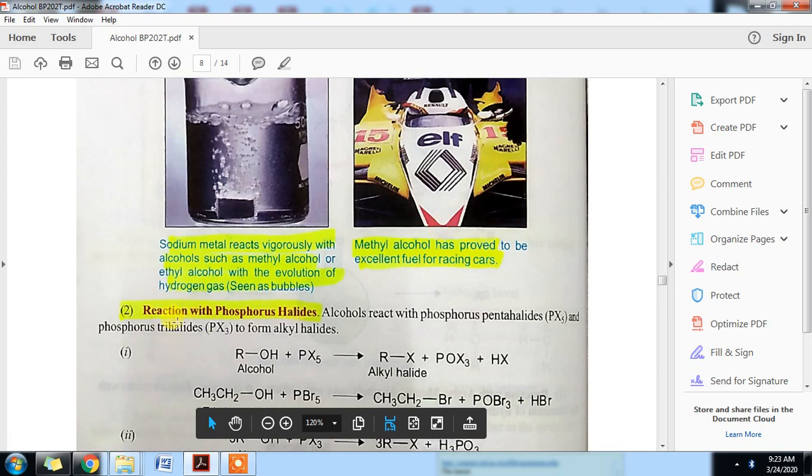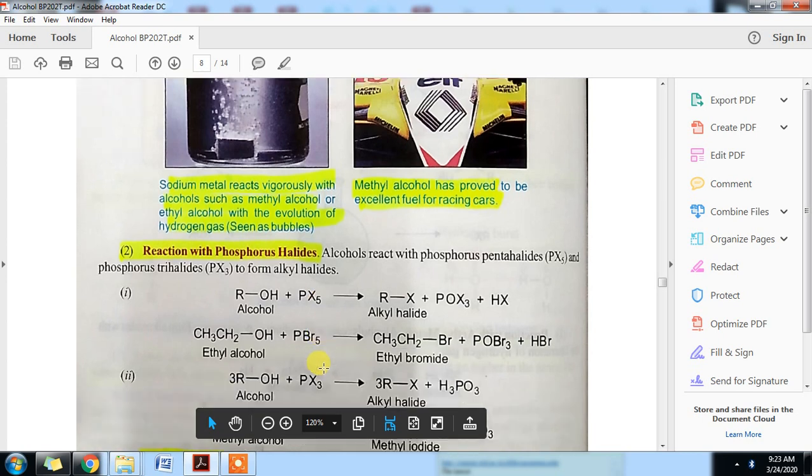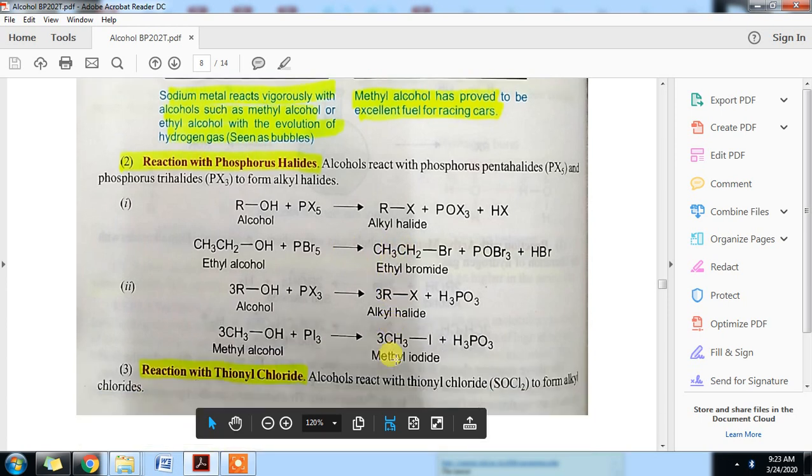So next is halogenation. You may remember the reaction with phosphorus halide, PCl3, PCl5, in the preparation of alkyl halide. If you take alcohol and do the halogenation reaction with PCl3, PCl5, you end up with alkyl halide. So it's easy to remember: ROH when reacted with PCl3, PCl5 or PBr3, PBr5 is going to form an alkyl halide.